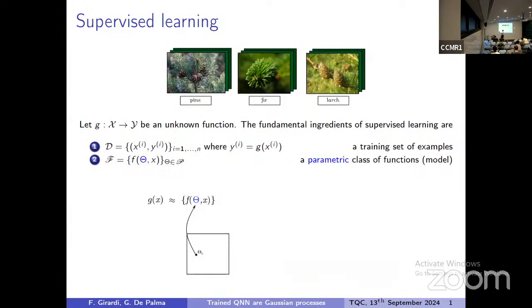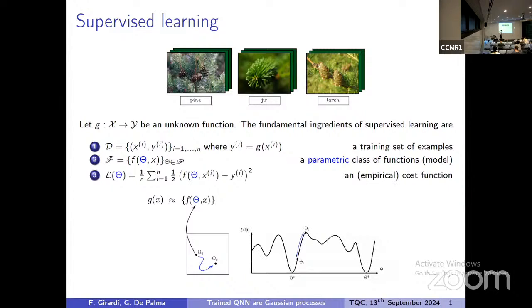The second ingredient, of course, is a class of candidate functions in order to try to imitate the original G. And this is typically a parametric class of functions. In order to select the best function in this family, what we do is typically to define a cost function. In this work, we will consider the quadratic one, and we try to minimize it. So we try to minimize the error on the training set.